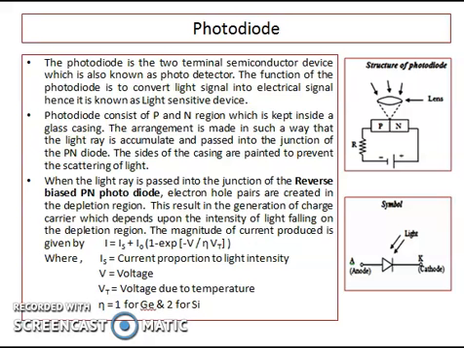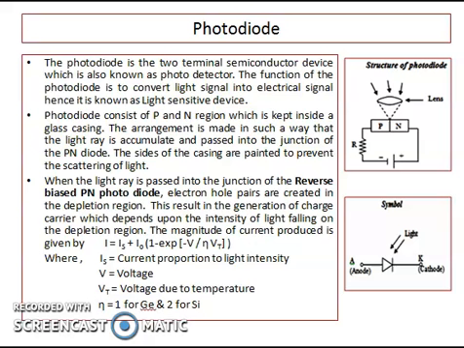The arrangement is made in such a way that the light ray is accumulated and passed into the junction of the PN diode. The sides of the casing are painted to prevent the scattering of light. And from the diagram or the structure of the photodiode, we can find that we have a lens arrangement which will direct the light falling on it to the PN junction.